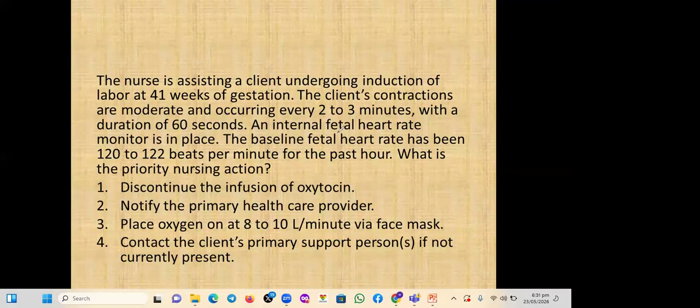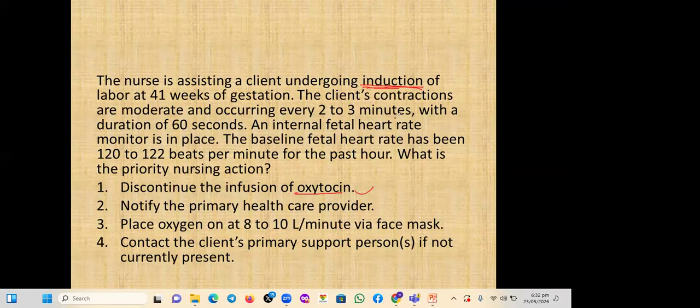Okay, there's something going on. Remember, the client is undergoing induction. I think the question didn't even mention oxytocin, but the moment you know someone is going through induction, induction is done with oxytocin. So you might say the oxytocin is not mentioned, so why are we stopping oxytocin? But remember, induction requires the administration of oxytocin to enhance contractions, right?